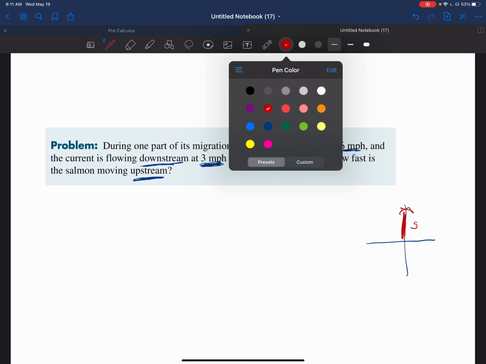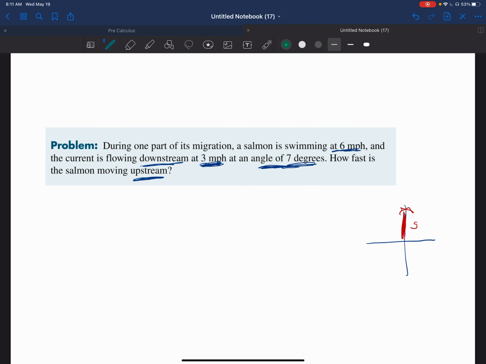The second one, I will do it in green, which will be the current, and the current is flowing downstream at an angle of 7 degrees. So I can actually put it here and then say that this angle is 7. I can also put it on the other side because all they want to know is the actual velocity of the salmon, which is not going to change, but I'm just going to put it there. And then I'm going to call that second vector C for current.